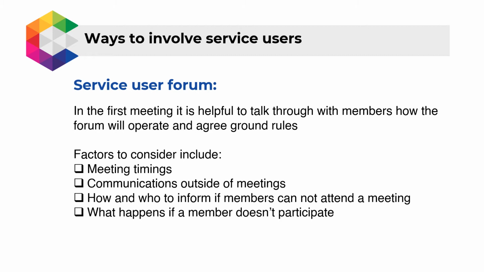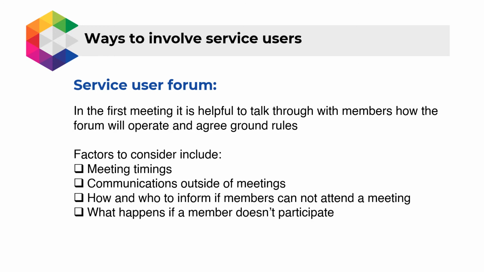You might want to have a think about how, as a group, you will communicate outside of the meetings. So will there be email sent or a group email set up, or contact by text or phone? Agree collectively the best way to stay in touch, particularly if there's actions that need to be followed up outside of the meetings. Another thing to consider is how and who to inform if members cannot attend a meeting. So if for whatever reason they're unable to come, they know exactly who to get in touch with.